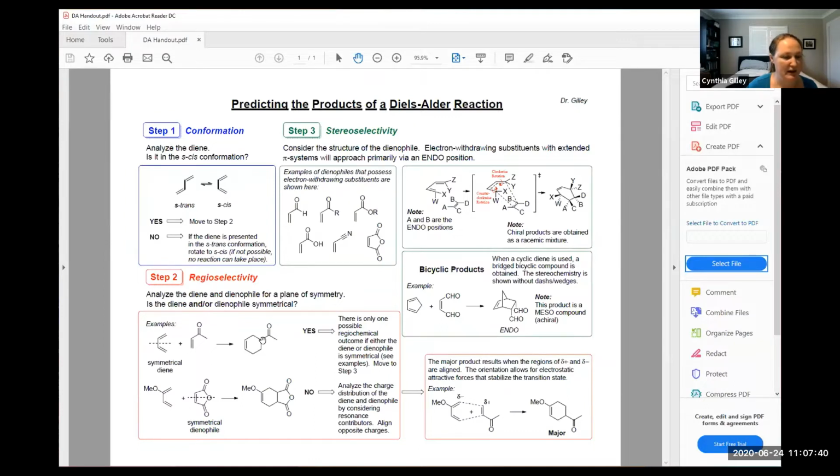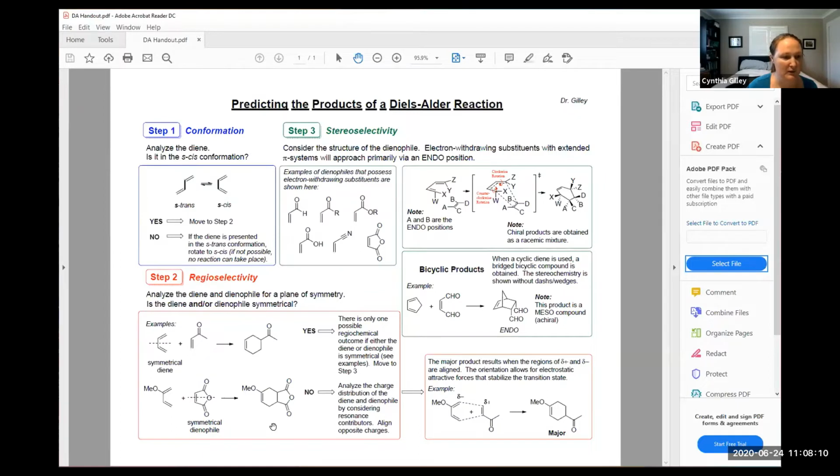And in order to figure out if you need to care about regioselectivity, you're going to look for planes of symmetry. So analyze both the diene and the dienophile for a potential plane of symmetry. And you need the diene to be S-cis to see it, if it is there. And as long as one of those two has a plane of symmetry, then there will not be a possibility to form regioisomers.